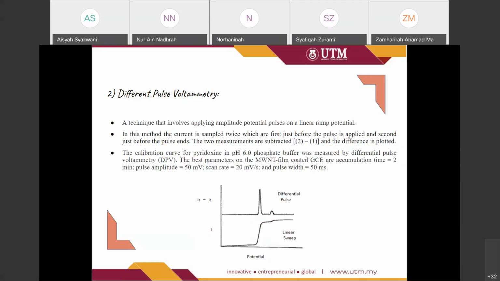The calibration curve for pyridoxine in pH 6.0 phosphate buffer was measured by differential pulse voltammetry. The best parameters for this experiment on multi-wall nanotube film coated glassy carbon electrode are accumulation time of 2 minutes, pulse amplitude of 50 millivolt, scan rate of 20 millivolt per second, and lastly pulse width of 50 milliseconds.